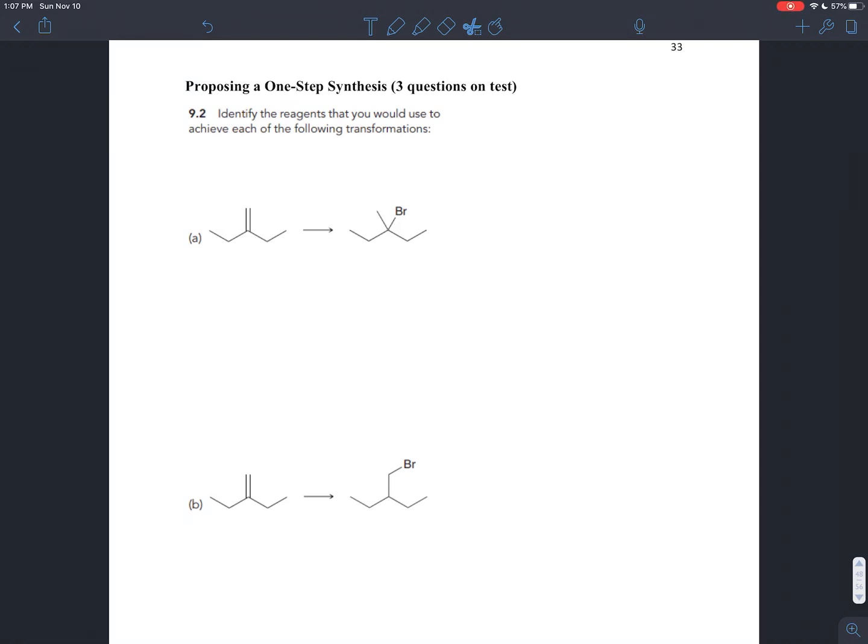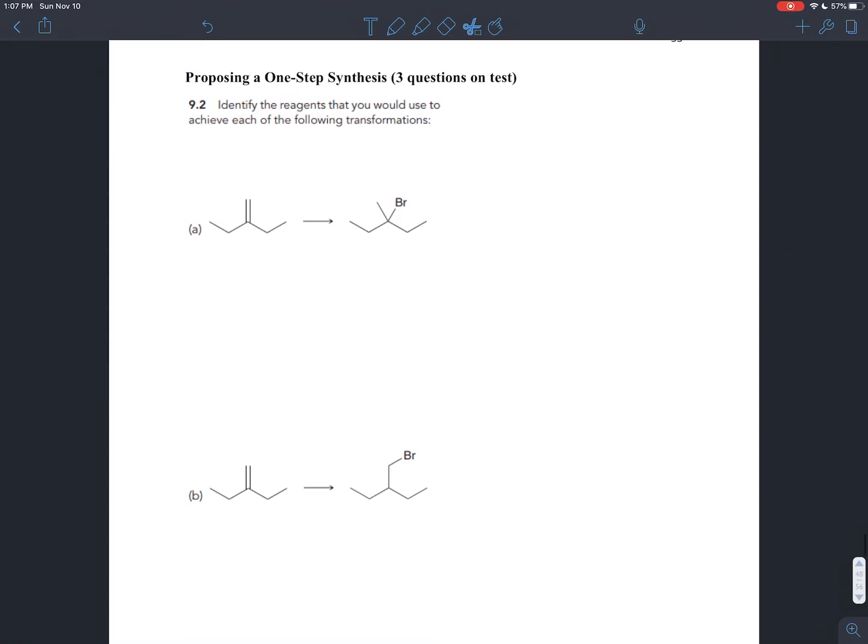In exercise 9.2, you're trying to do a synthesis question. Now, in synthesis questions, they give you a reactant, they give you a product, and you have to figure out how you can make that transformation happen. And this is really our goal for this class.